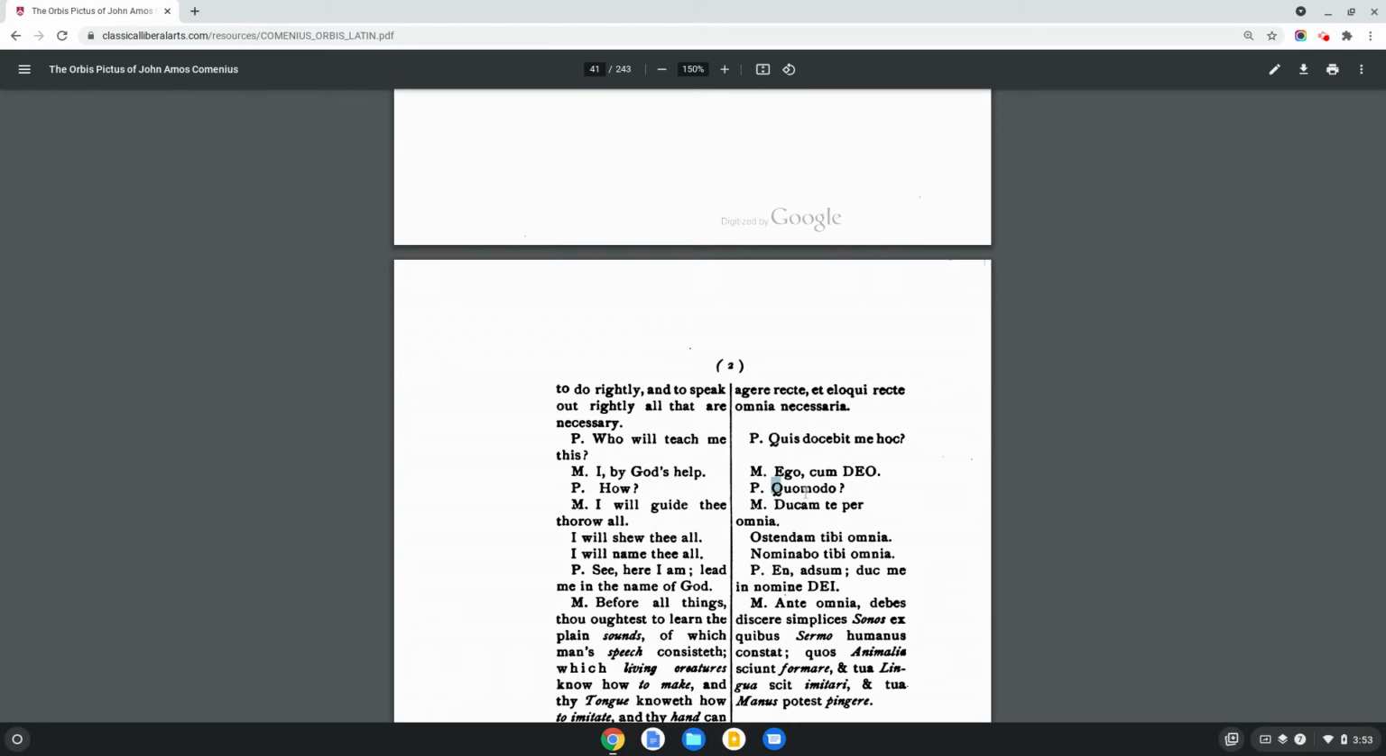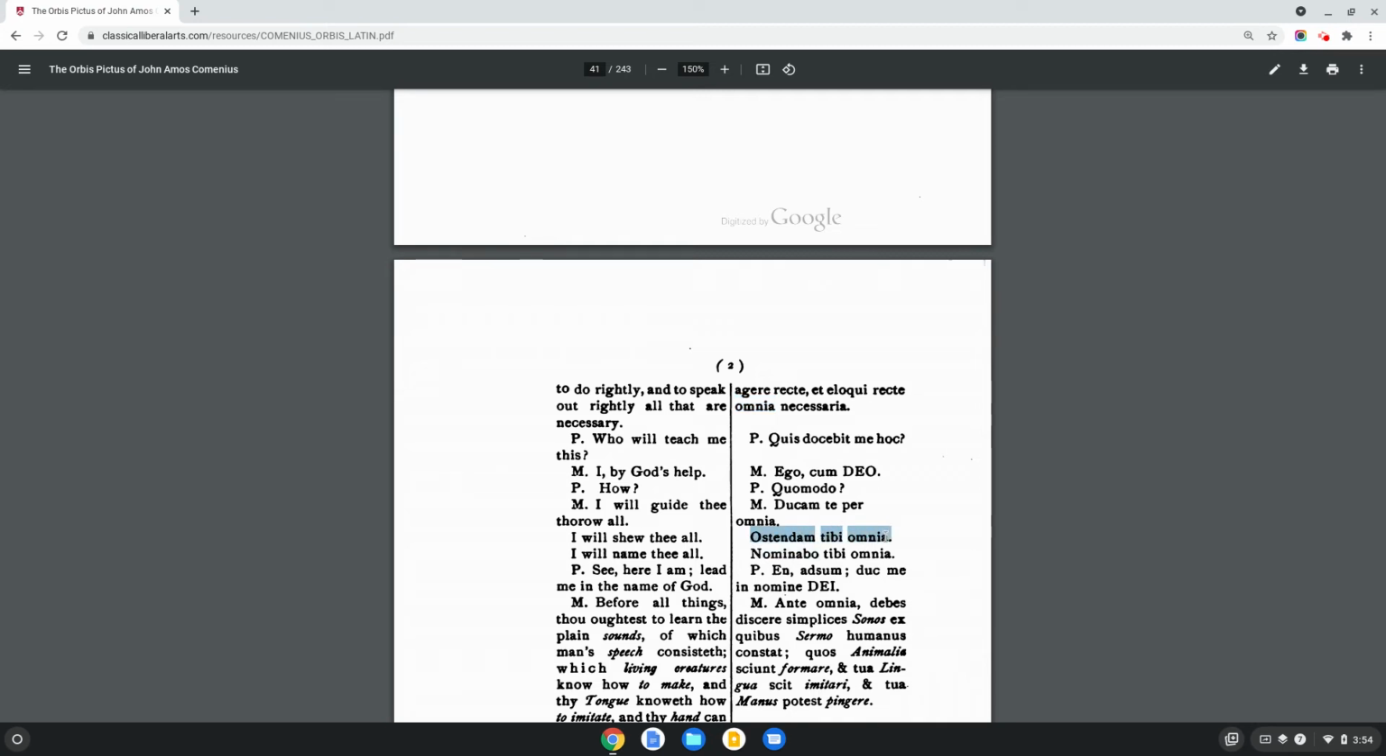Then the boy asks, Quo modo? And we see quo modo means how. How will you teach me? And the magister responds, Ducam te per omnia. Ducam means I will guide, or I shall lead. Te means you. Per means through. And omnia means all things. We saw that word omnia back up top in a previous sentence. Ducam te per omnia. I shall lead you, or I shall guide thee through all things.